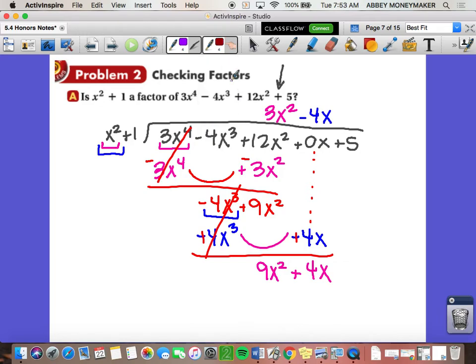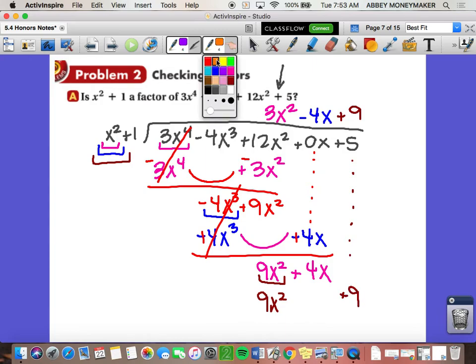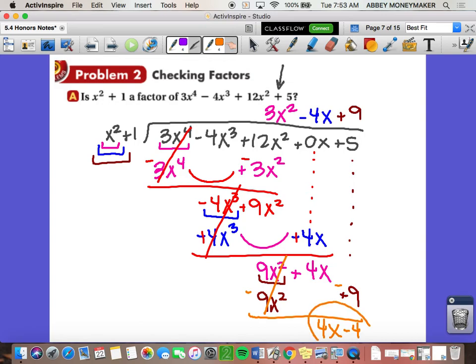And then we repeat the process one more time. What do I have to do to x squared for it to become 9x squared? I multiply that by positive 9. So I have 9x squared plus, I'm going to line my 9 up underneath my 5. I draw the line, change my signs. First two cancel. I have 5 minus 9 gives me negative 4. But then I also have to account for that 4x minus 4. So my remainder here is a binomial. It's not just a number. With a remainder of 4x minus 4.